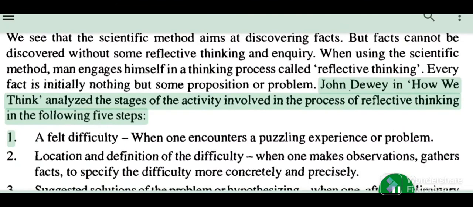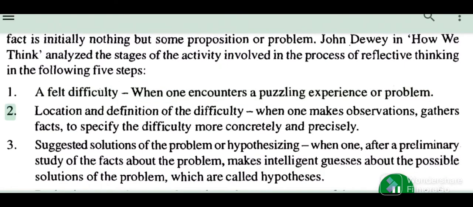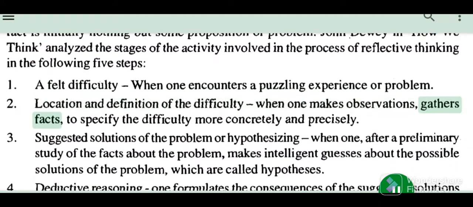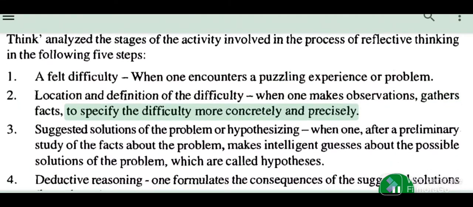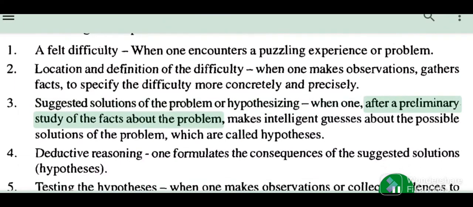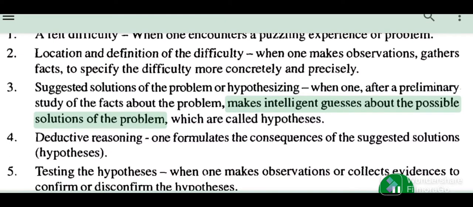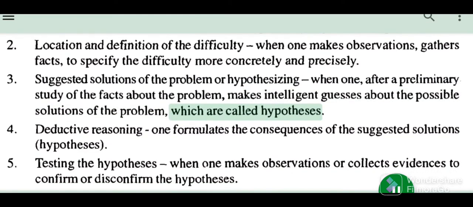John Dewey in How We Think analyzed the stages of the activity involved in the process of reflective thinking in the following 5 steps. 1. A felt difficulty, when one encounters a puzzling experience or problem. 2. Location and definition of the difficulty, when one makes observations, gathers facts, to specify the difficulty more concretely and precisely. 3. Suggested solutions of the problem, or hypothesizing, when one, after a preliminary study of the facts about the problem, makes intelligent guesses about the possible solutions of the problem, which are called hypotheses.